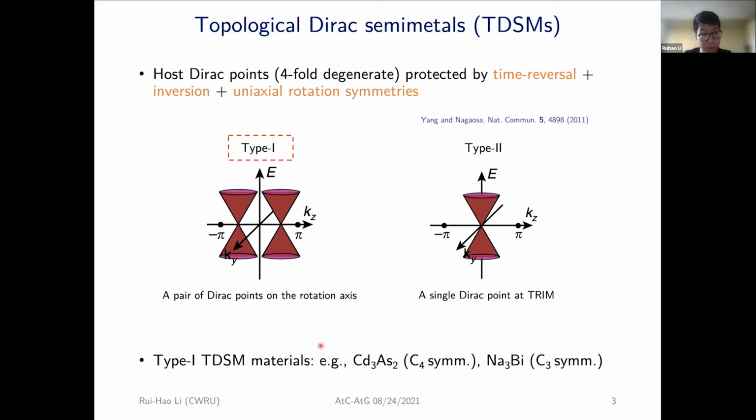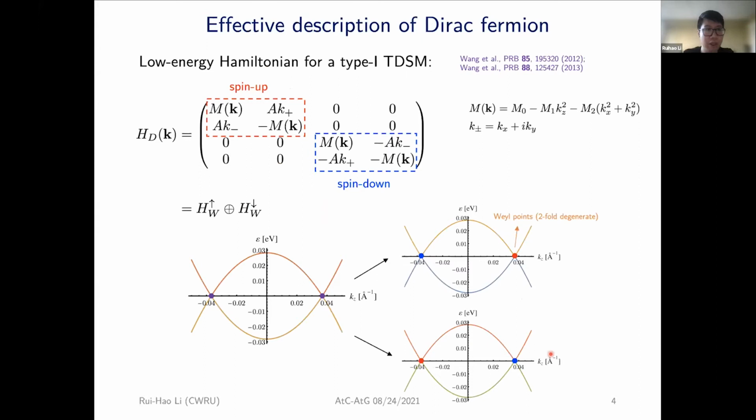Two of the most popular materials are cadmium arsenide, which has a C4 rotational symmetry about the z-axis, and sodium bismuthide with C3 symmetry. We will employ a widely used low energy effective Hamiltonian for a typical type 1 TDSM. If you write down the Hamiltonian in matrix form, you can see that it can be written in this block diagonal form with the spin up and spin down sectors.